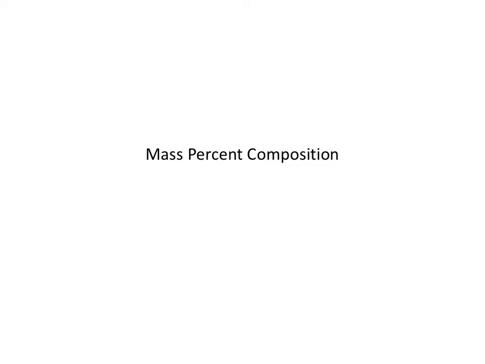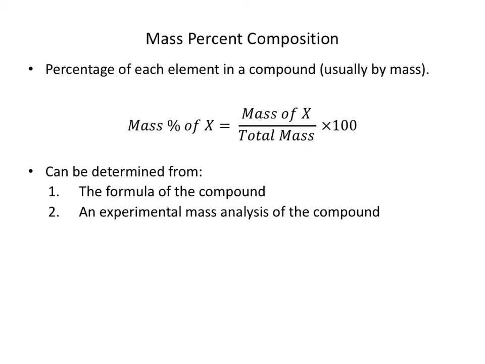In this video we're going to talk about mass percent composition, and we'll look at a couple examples. So the idea of mass percent is pretty straightforward. If I have a compound and I want to know the mass percentage of an element, that's equal to the mass of that element divided by the total mass of that compound. And then to turn it into a percent, instead of a decimal, we multiply it by 100.